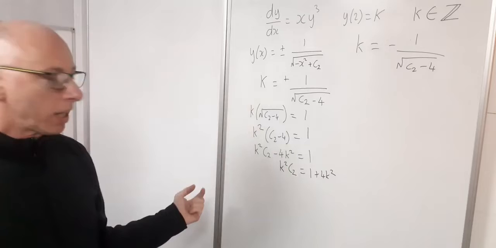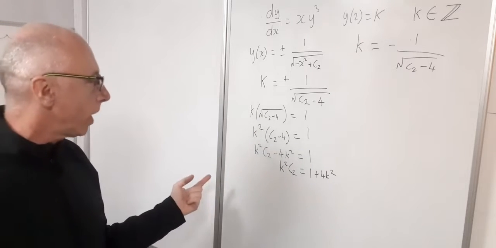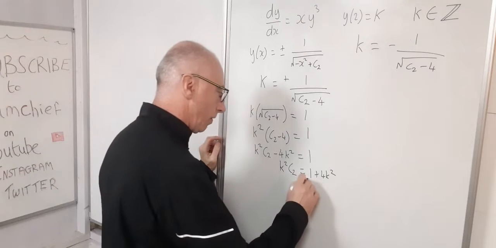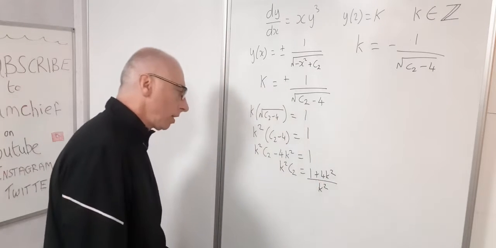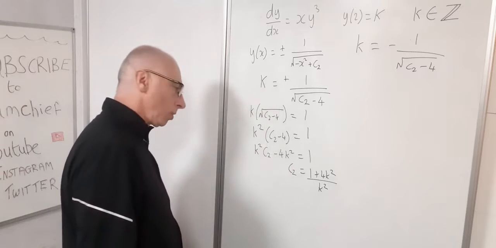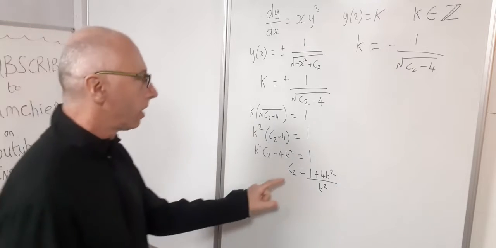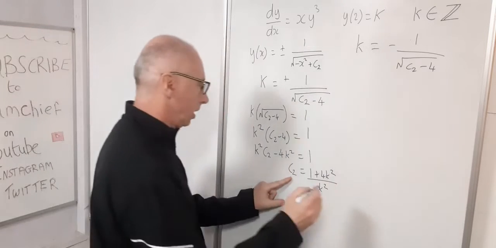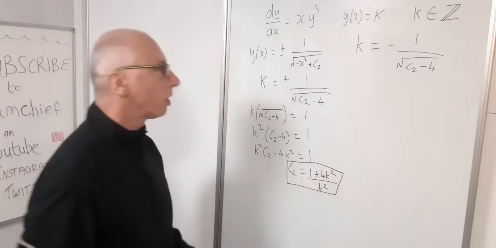Okay, now just to get c2 on its own, I just need to divide by k squared. So that's all good. If I just put that as k squared, and then I can take this k squared off the board there on that left hand side. So c2 equals 1 plus 4k squared over k squared. Actually, I'm going to leave that there for now. So that's one value of my c2.